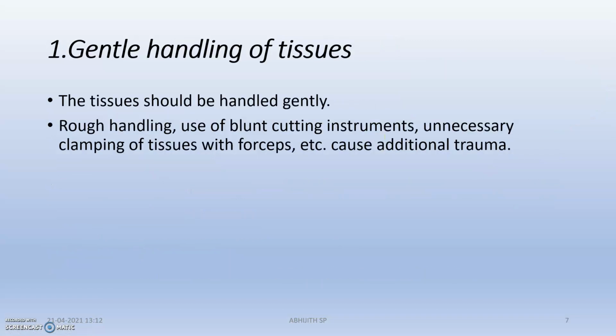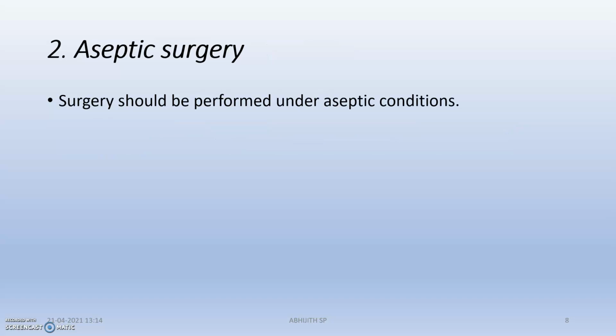Now moving to the tenets of Halsted. First one is gentle handling of tissues. The tissues on which we are performing surgery should be handled very gently. Rough handling with clamps, tissue forceps and all may cause additional trauma that may lead to poor healing. Second one is aseptic surgery. If we maintain proper aseptic conditions, the chance of secondary infection will be very low and surgery will be clean.